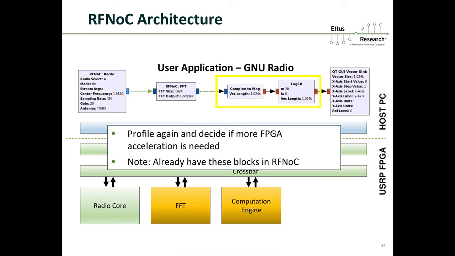If it's decided that additional blocks should be on the FPGA instead of on the CPU, then those additional blocks can be instantiated in the FPGA and connected in GNU Radio. These connections are dynamic and can be changed at runtime.